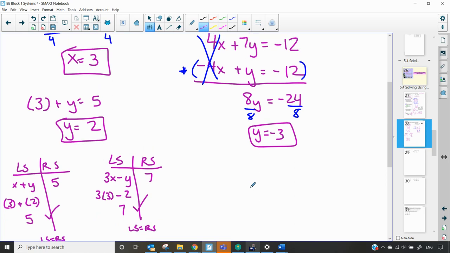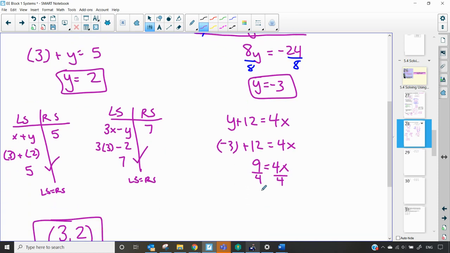All right, now once I know what y is, I'm going to sub into my original equation. I'm choosing to sub into my second equation. My second equation was y plus 12 equals 4x. Again, I'm always choosing the one that looks like the least amount of work. Negative 3 plus 12 equals 4x. And negative 3 plus 12 is 9 equals 4x. We want x by itself, so we're going to divide by 4. So x equals 9 over 4, okay, which is about 2.25 if we were checking it on our calculator.